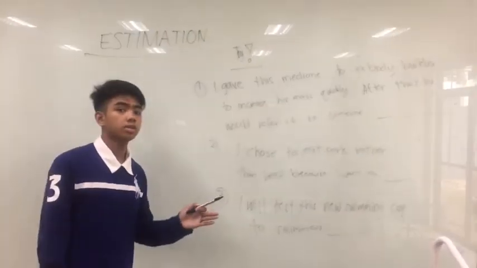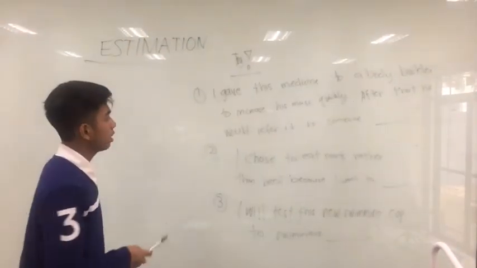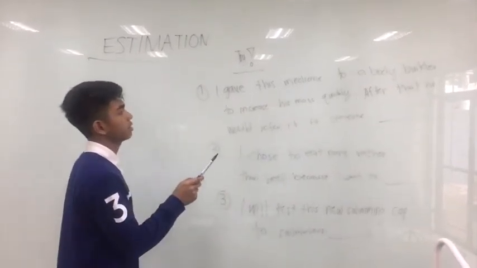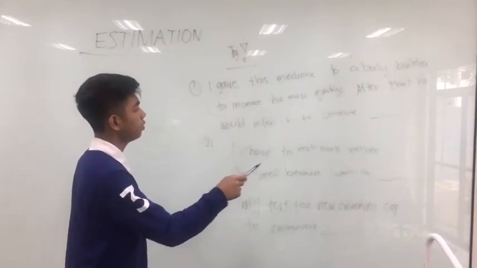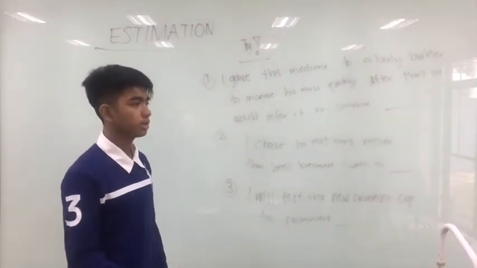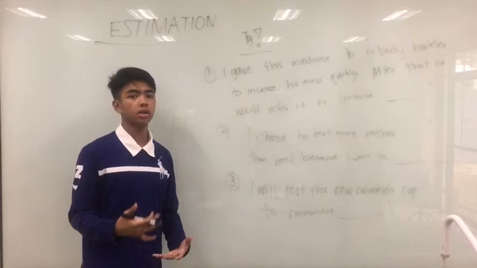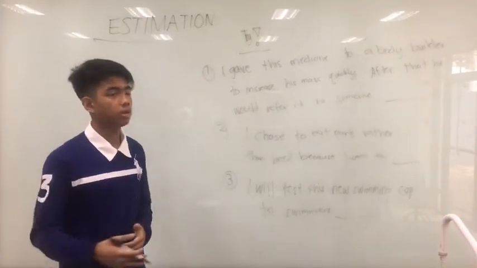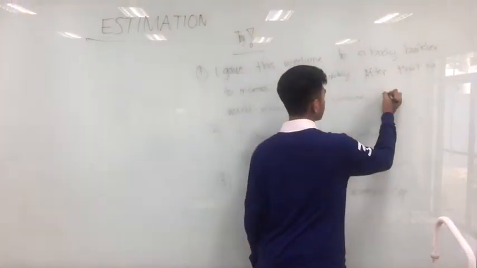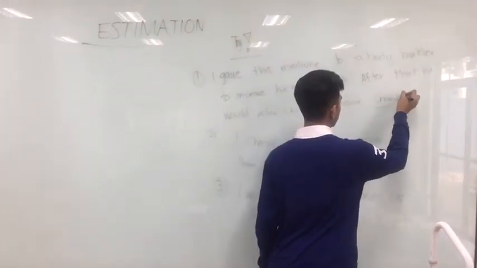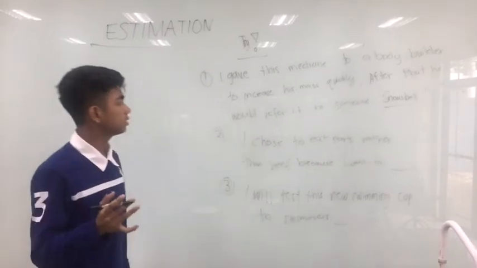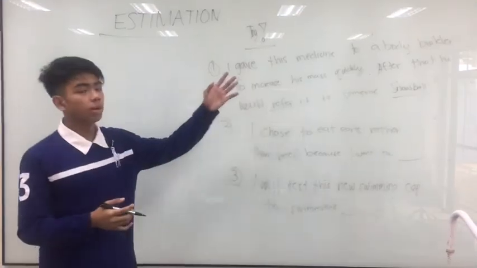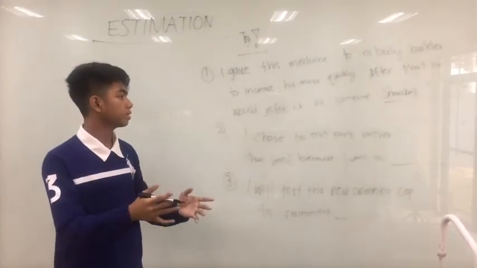So this is a try it yourself. I would only help you. First problem. I gave this medicine to a bodybuilder to increase his mass quickly. After that, he would refer it to someone. So what is it according to the lesson discussed earlier? So this is snowball sampling. Why? It's because it has the word refer. After giving it to someone, he would refer it to somebody else.